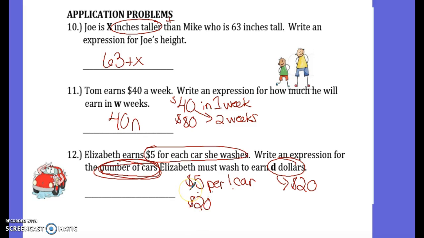Well, she earns $5 for one car, and she made $20. How did I get from 5 to 20? I multiplied it by 4. But how could I go backwards to find out how many cars? Oh, wouldn't it be 20 divided by 5 is 4? But I don't know how many dollars. So I have D, because I don't know the number of dollars, over 5. And that'll tell me my number of cars.